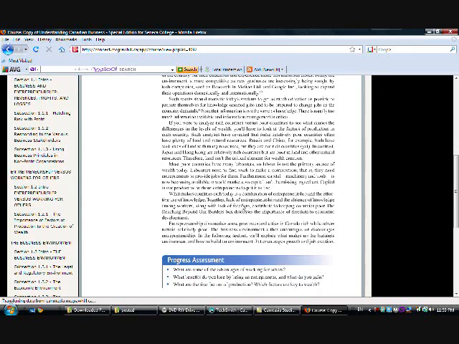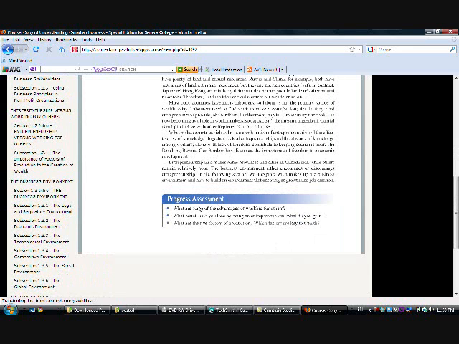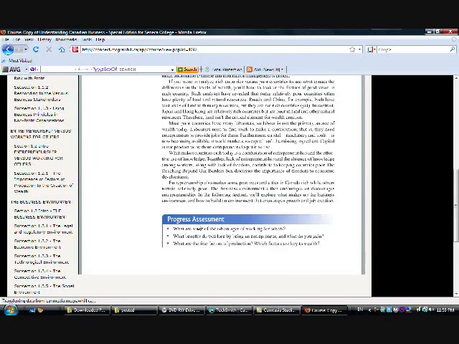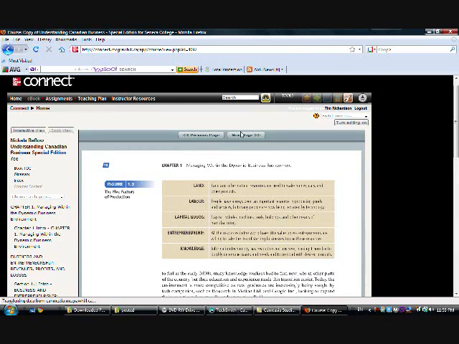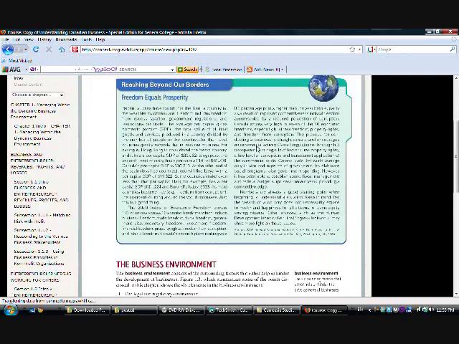You also notice at the bottom of several pages you've got these little progress assessments, asks you some rhetorical questions, and you should be able to answer those and then proceed onwards knowing that you understood those points.